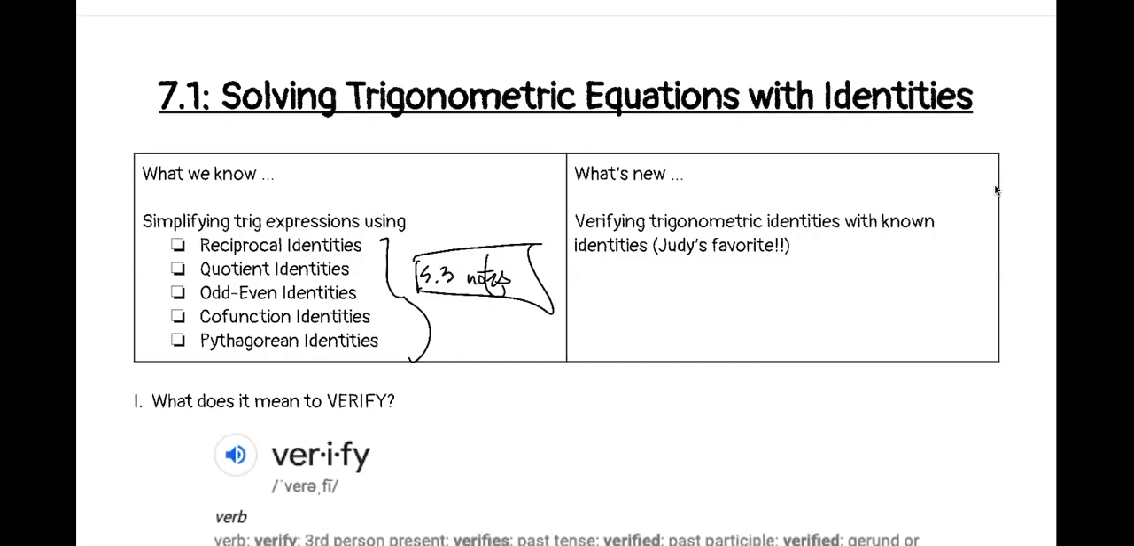Now, what we've learned so far is we've taken a look at some cases where we're simplifying trig expressions using these identities, okay? And now what we're moving into is verifying trig identities with ones that we already know, okay? For better or for worse, this is one of my favorite things about trig. There are so many things that we can show are true based off of the limited things that we actually know, right?